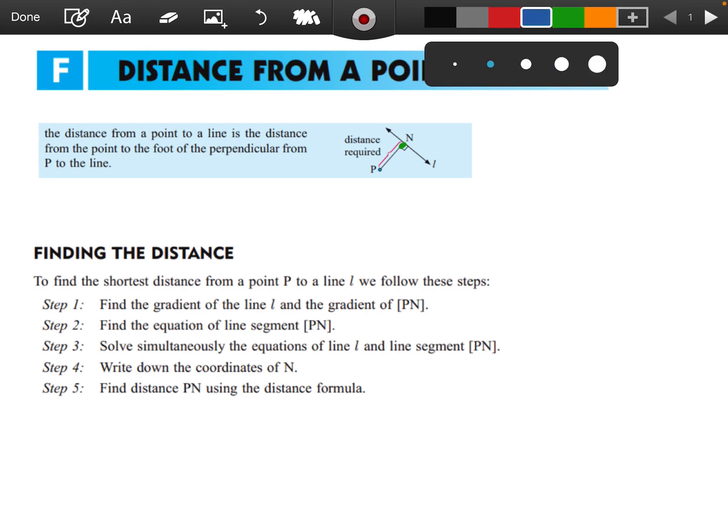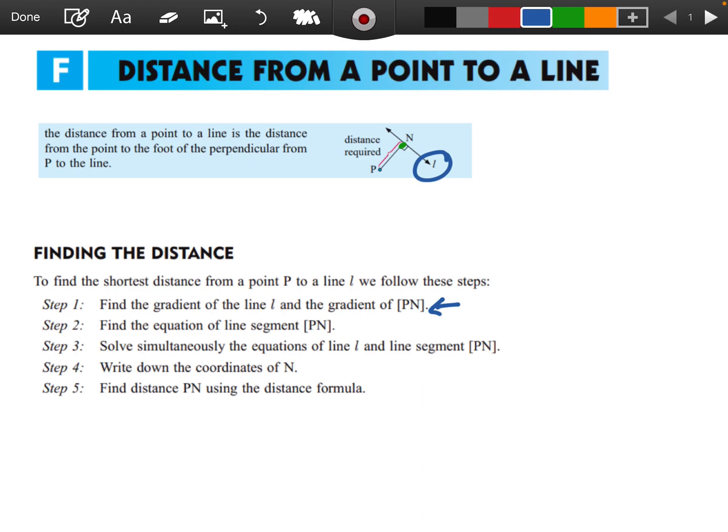So the steps are as follows. First, find the gradient of that original line L and the gradient of PN. Those are perpendicular lines, therefore the slopes will be negative reciprocals. Once I have the gradient of PN, I'm going to find the equation of the line PN. I have a point, which will be P, and I have a slope. With a point and slope, I can figure out the equation of that line.